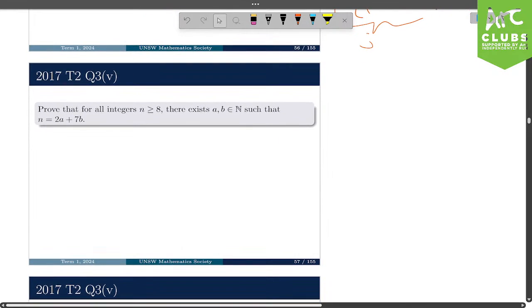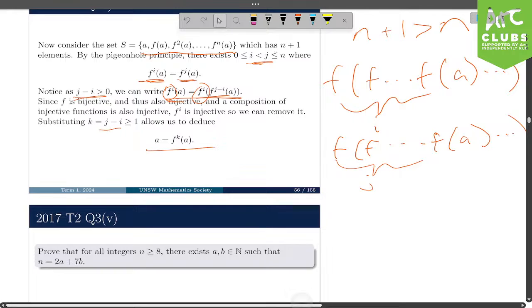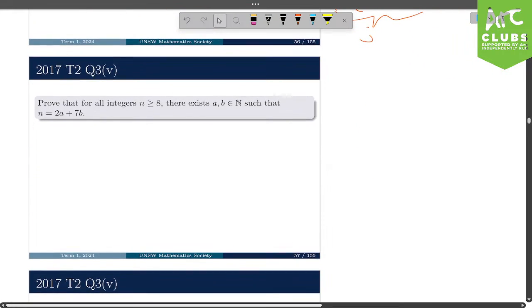Let's move on to another method. So that was pigeonhole principle and being cool with functions. We're going to talk about induction now. Oh, that was a bit of a spoiler. So we want to prove that for all integers n greater than or equal to 8, we can write this in terms of natural a and b.